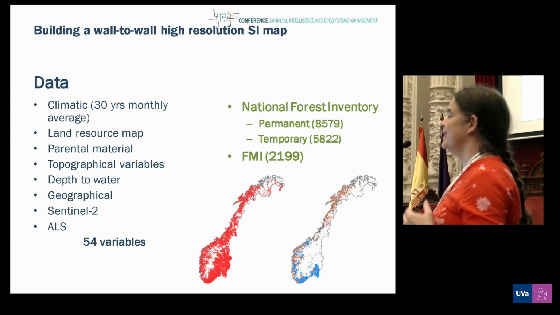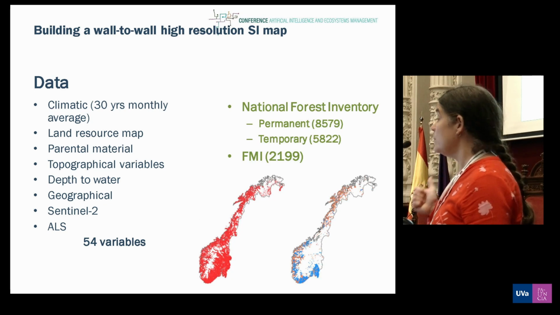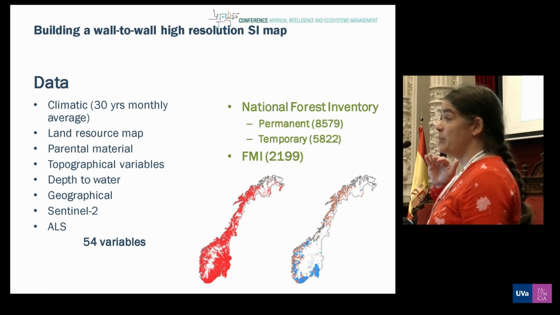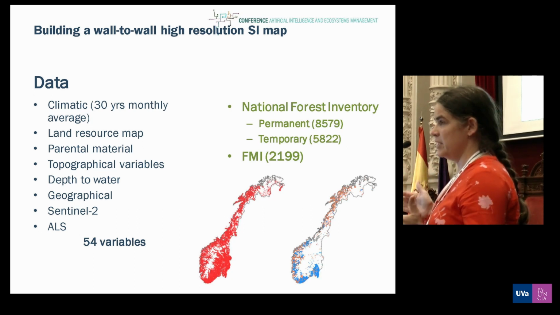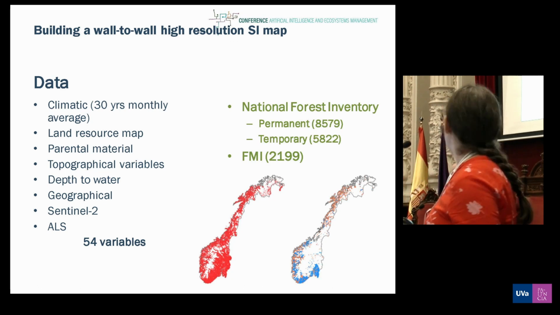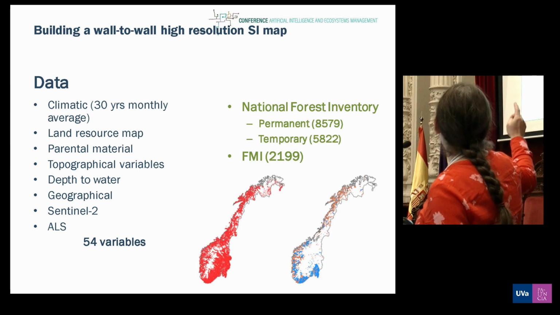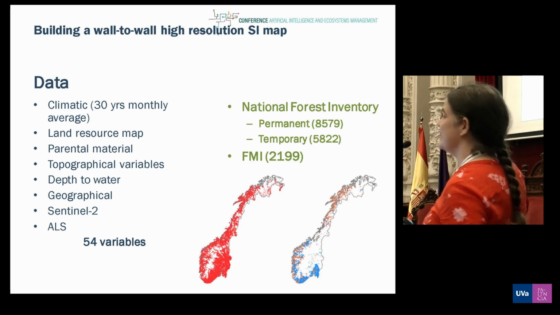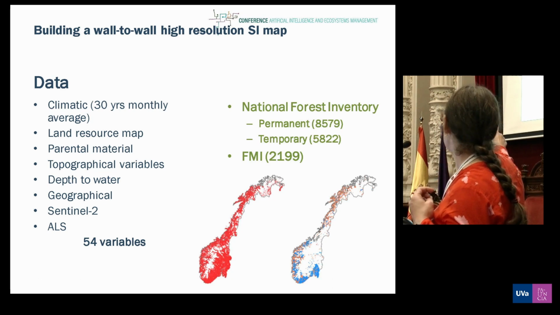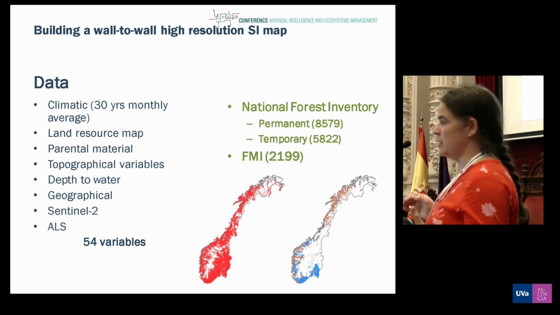On the other side, we had the data we used to fit the models. That is the National Forest Inventory, which is over 8,000 plots. This is the permanent side. And independently, we also measured temporary plots every 10 or 15 years by region in Norway. The red ones are the NFIs, the National Forest Inventory. You see that it covers the whole of Norway. And the blue and, I think, orange ones are the temporary plots and the FMIs, which don't cover one of the largest forested areas in Norway because we deemed that the data was too old to actually use.